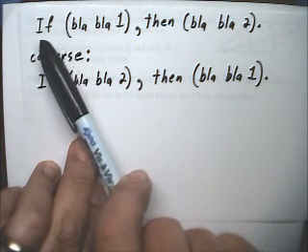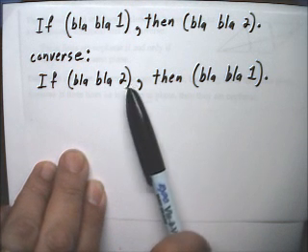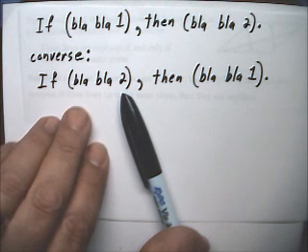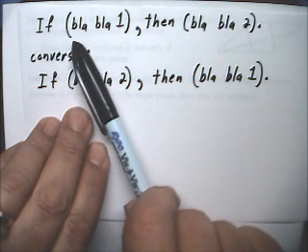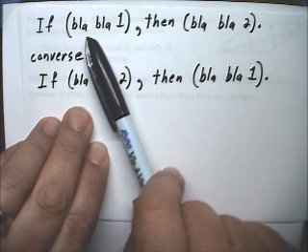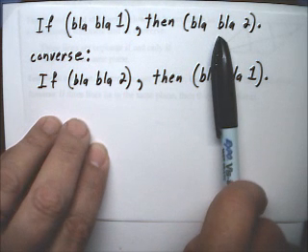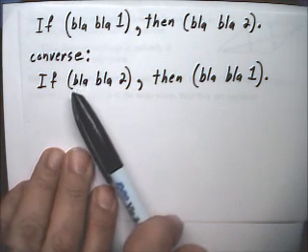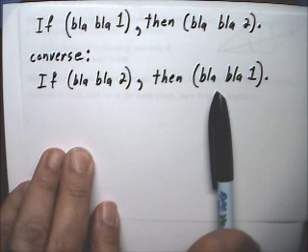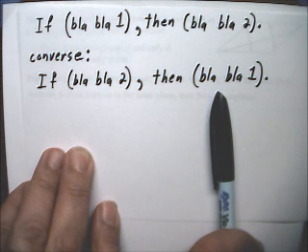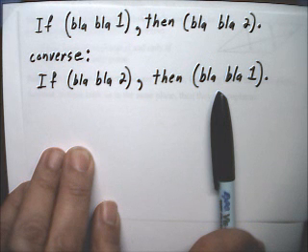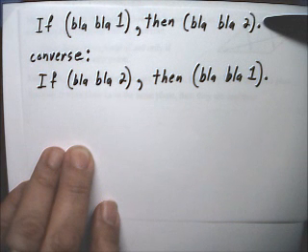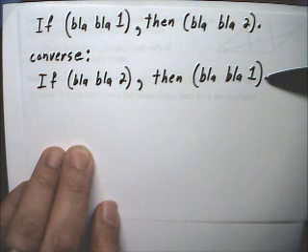Well, if the positive statement is true, it doesn't necessarily mean that the converse is true. So I could say if the animal is a German Shepherd, then it is a dog. Well, that's true. If it's a German Shepherd, then it's a dog. But the converse, if it's a dog, then it's a German Shepherd, that's not necessarily true. It could be a Chihuahua or any other type of dog. So just because the positive statement is true does not necessarily mean that the converse is true.